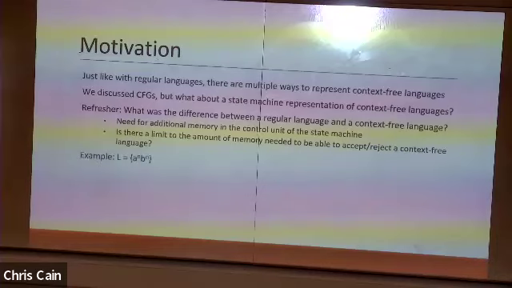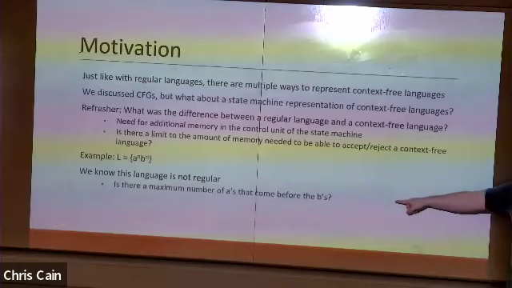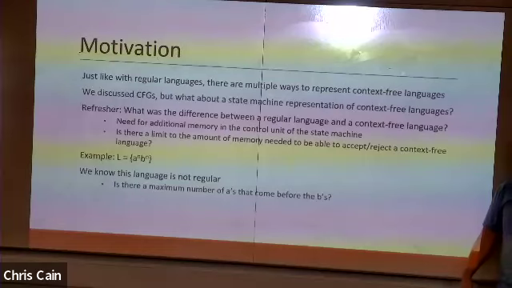So we'll still use the example A to the N, B to the N. We know it's not regular. Is there a maximum number of A's that can come before the B's? Practically, yes. Theoretically, no. Because we have limits to memory in our machines, there is theoretically an upper bound if we were to implement this ourselves, and that is bounded by either RAM or hard disk space if we're going to use page files.